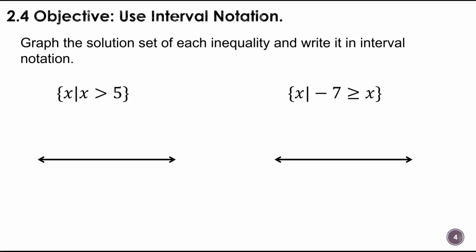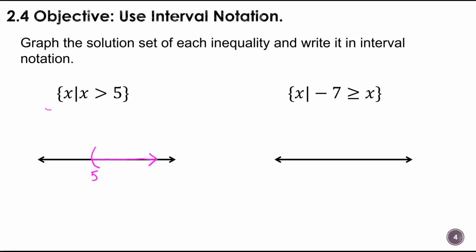Now the parenthesis that we'll use for greater than is going to open toward that direction, greater than the number 5 in this case. And then we're going to draw a line on there showing that we're going greater than 5. The 5 is not included in this case.